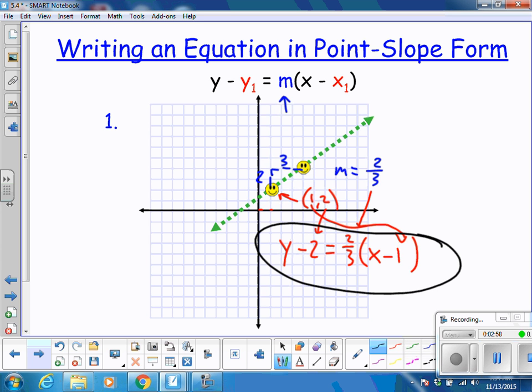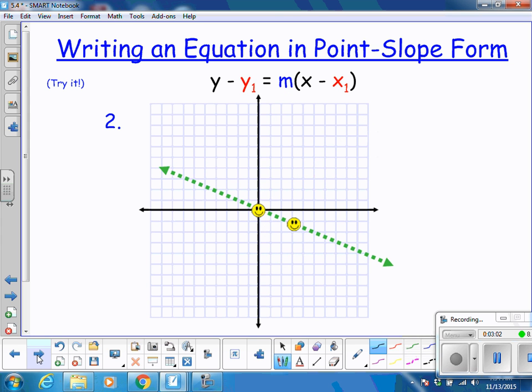I could also use the second point too. It doesn't really matter. I'm going to advance to the next slide. We go ahead and press pause, and I want you to find the equation using these points.